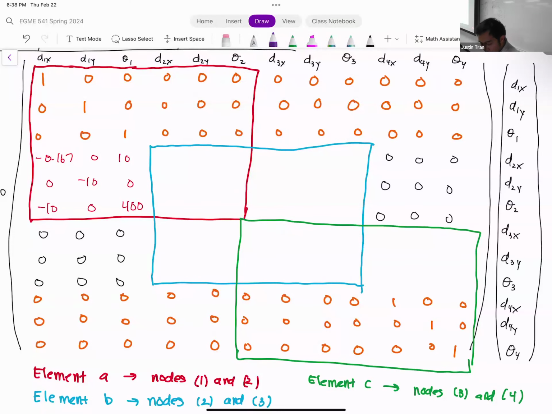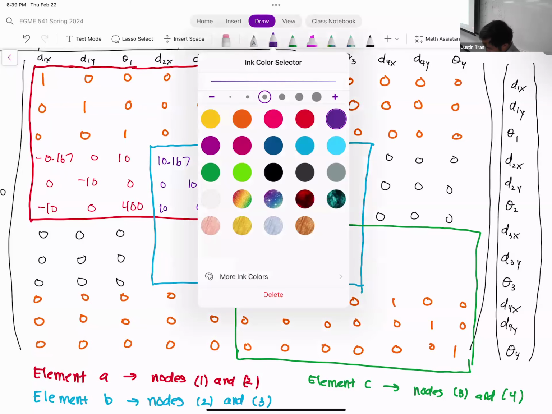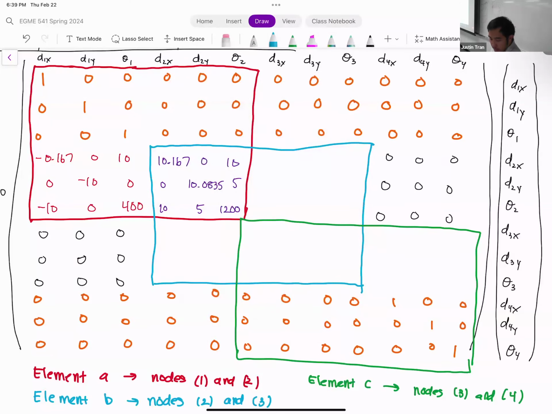Now let's do the overlap parts. Okay, so we have the overlap between element A and B. So this is going to be 10.167, 0, 10, 0, 10.0835, 5, and then 10, 5, 1200. All right, so that's all of element A.